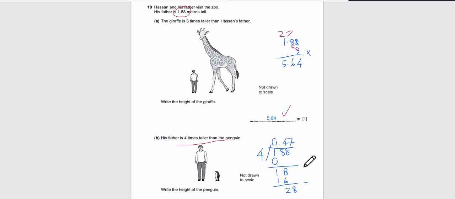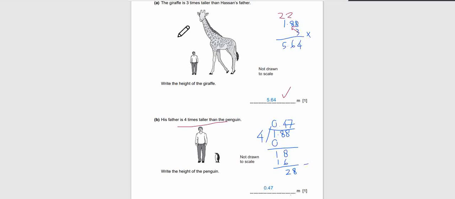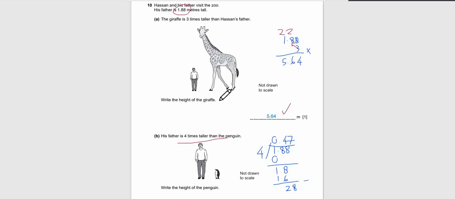We put 0 here, minus, then we get 1 and put down the next digit, which is 8. 4 times 4 will be 16. And then 18 minus 16 is 2. We put down the next digit, 8. 4 times 7 is 28. So 0.47 is the answer. We hope it's clear. So again, we use 1.88, the data from question 10.